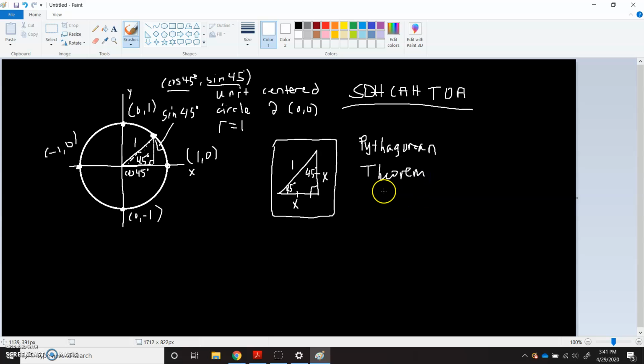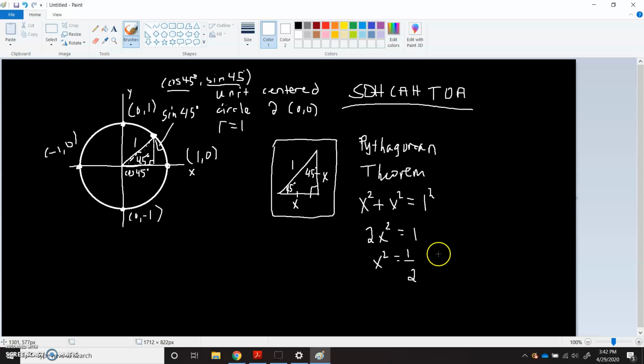What the Pythagorean theorem tells you is that if you have a right triangle, and you take the two shorter sides and square them, so here it would be x squared, and add them together, then you'll get the hypotenuse, the longest side, squared, which would just be 1 squared in this case. After a little bit of basic algebraic simplification, we get that 2x squared is 1. Dividing by 2, we get that x squared is 1/2.